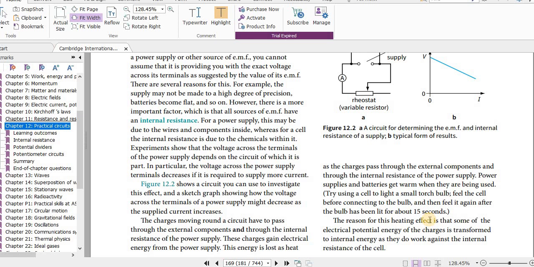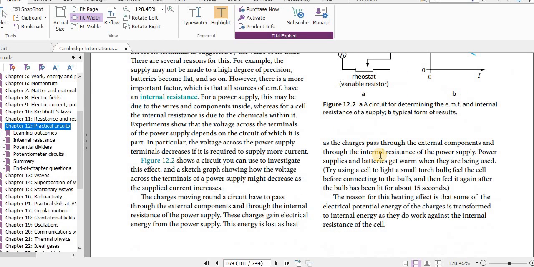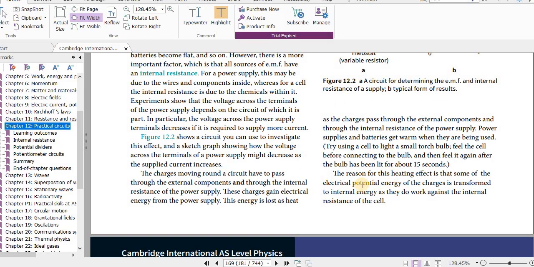In addition to the charges losing energy outside the power supply or outside the battery, there is some energy lost or converted to other forms, for example heat, inside the power supply itself due to its internal resistance. And you can observe it like what they have mentioned here. The reason for this heating effect is that some of the electrical potential energy of the charges is transformed to internal energy. Internal energy also we can say is heat.